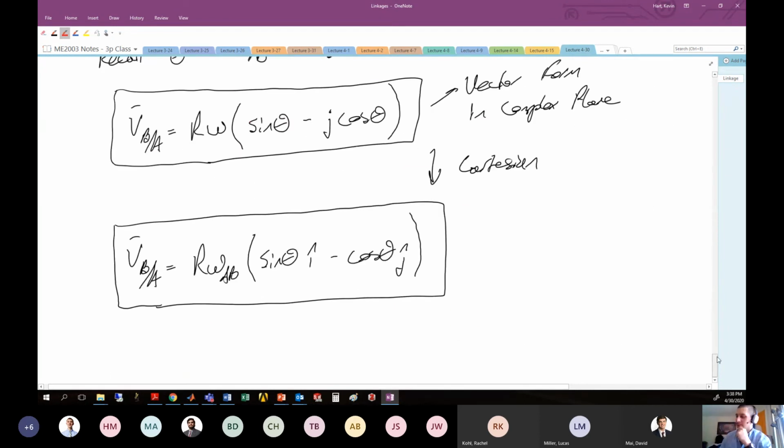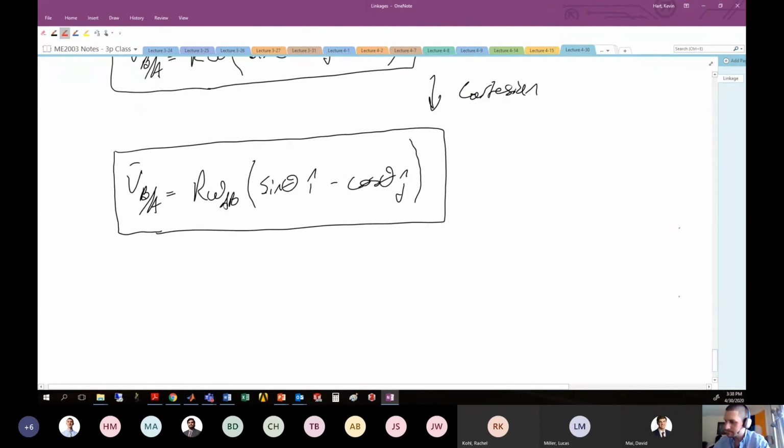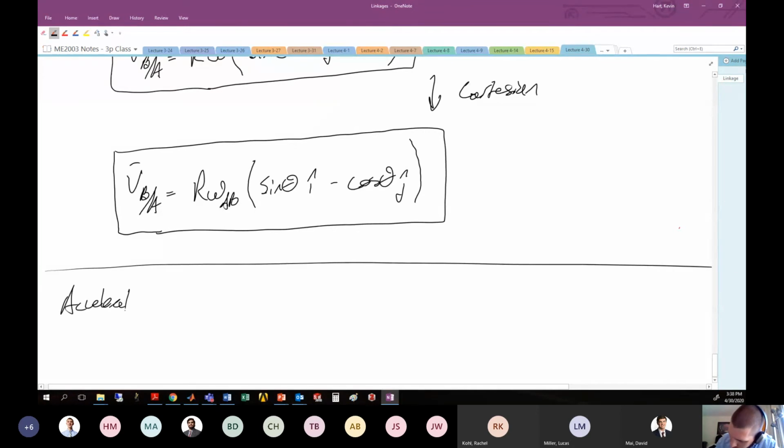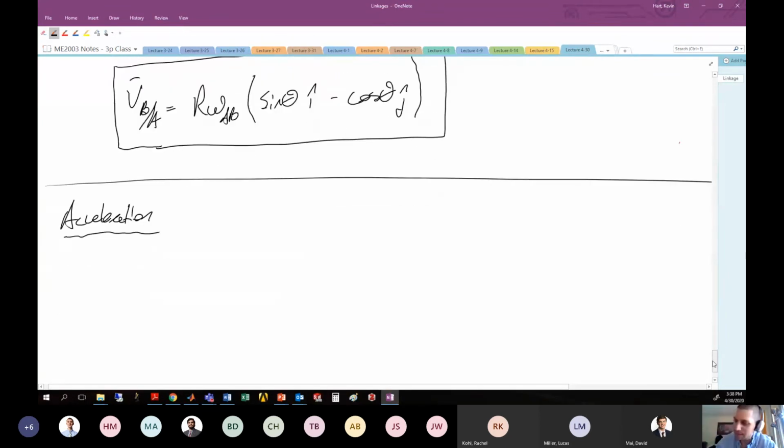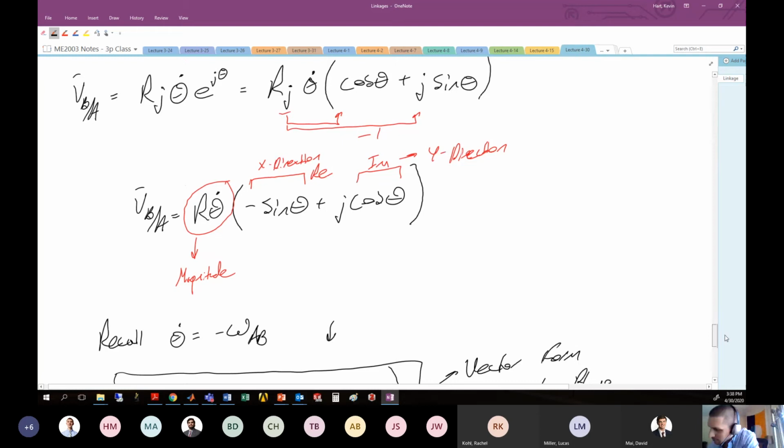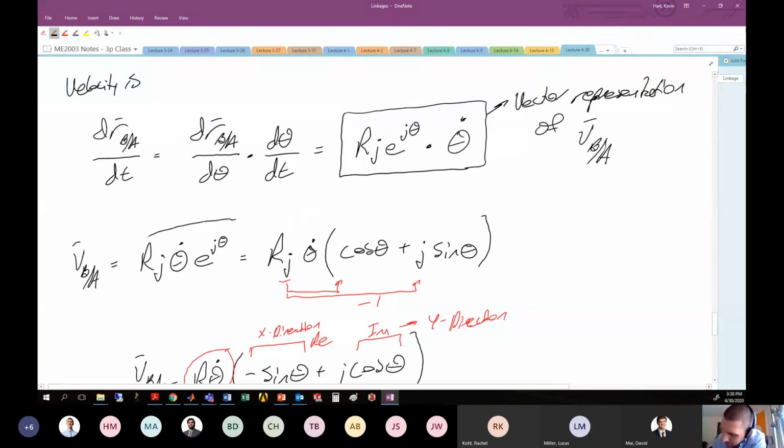All right, so let's finish this off now and look at the acceleration as well. And the acceleration is going to proceed in a very similar manner. We're going to motivate and use the same general example. And let's recall that the velocity of B with respect to A, in the most basic of Eulerian terms, we wrote all the way up here as r j theta dot e to the j theta. All right, so that's where I'm going to kind of start with.